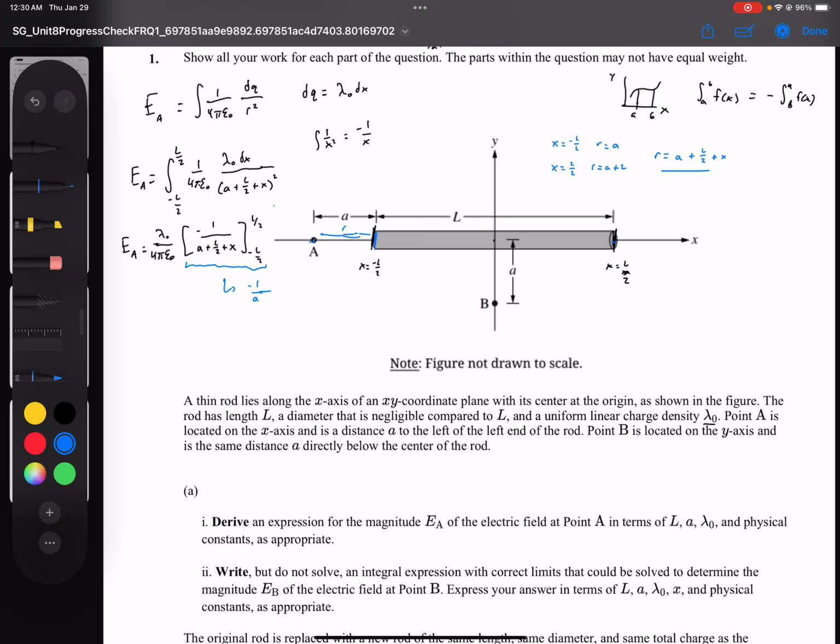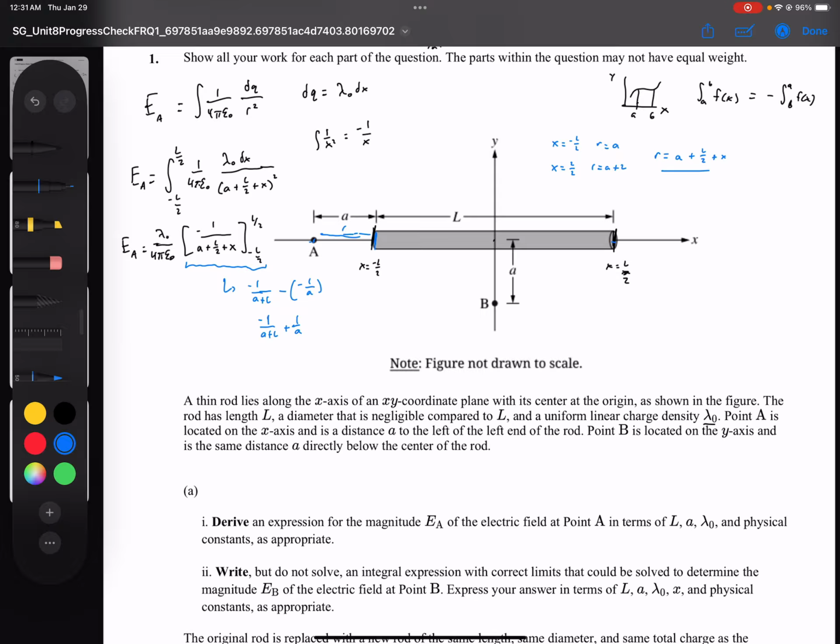You want to do the upper bound first, and then you subtract from it the lower bound, right? So plugging in x equals L over 2, I have L over 2 plus L over 2, which is L, plus A. So I have negative 1 over A plus L. And then I have to subtract my lower bound. And when I plug in my lower bound, I get negative 1 over A. So effectively, I have negative 1 over A plus L plus 1 over A.